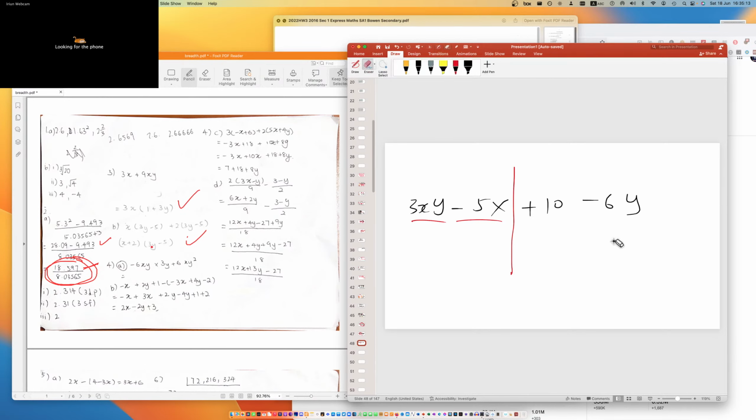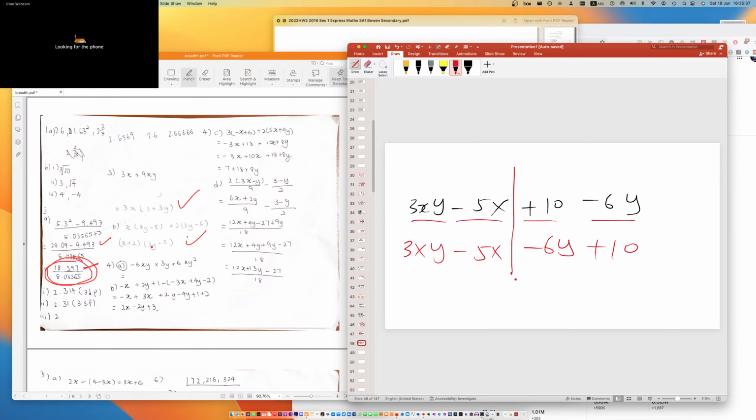change. Rearrange. When you rearrange, you don't need to change the sign. When you bring over the equal sign, then you change the sign. You understand me? So you rearrange this minus 6y, instead of at the back, you just move it to the front of the plus 10. So you just rearrange first.